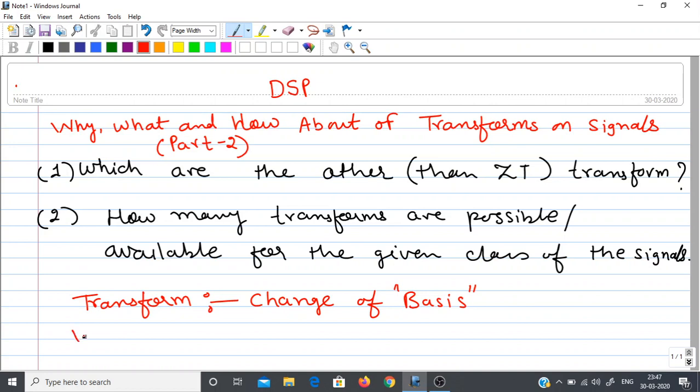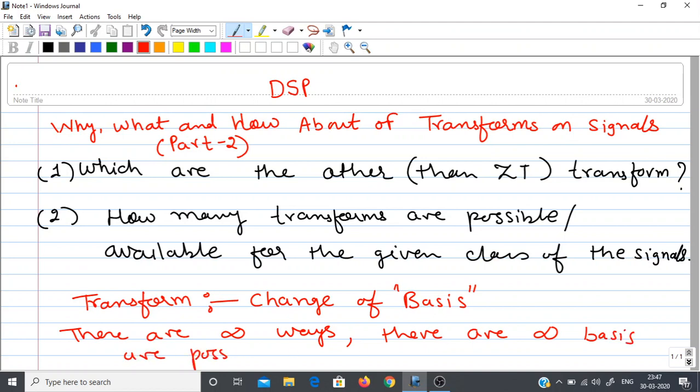Now, how many bases are possible for the given class of signals? In other words, in how many different ways can we express a given class of signal? The answer is there are infinite ways, because infinite bases are possible. So if I ask, is there a limited number of representations for the given class of signal? The answer is no, it is not limited. In principle, we can have an infinite number of different transforms for the given class of signal.